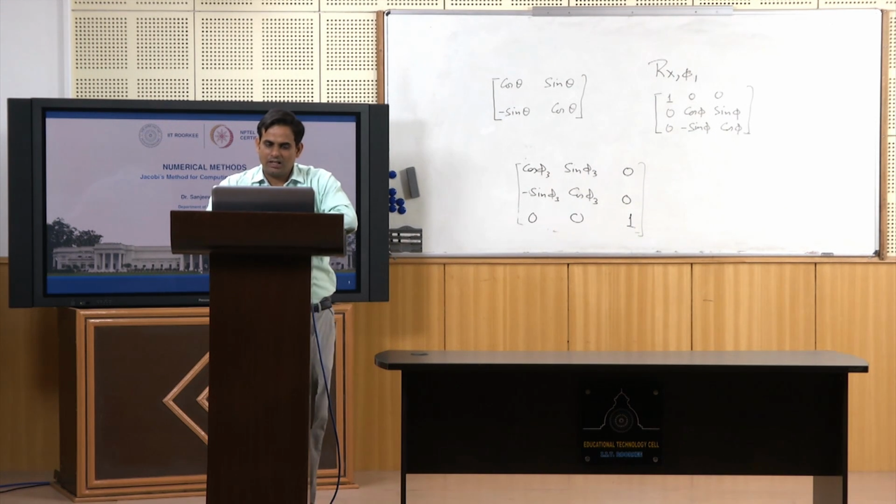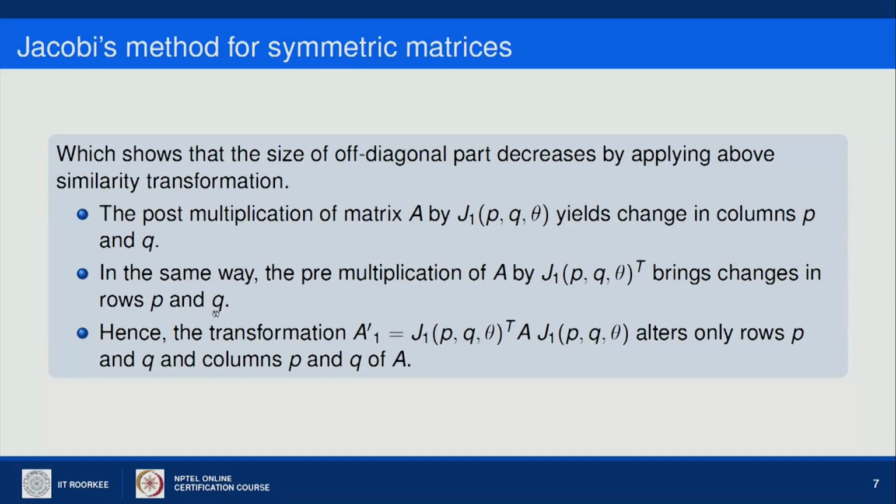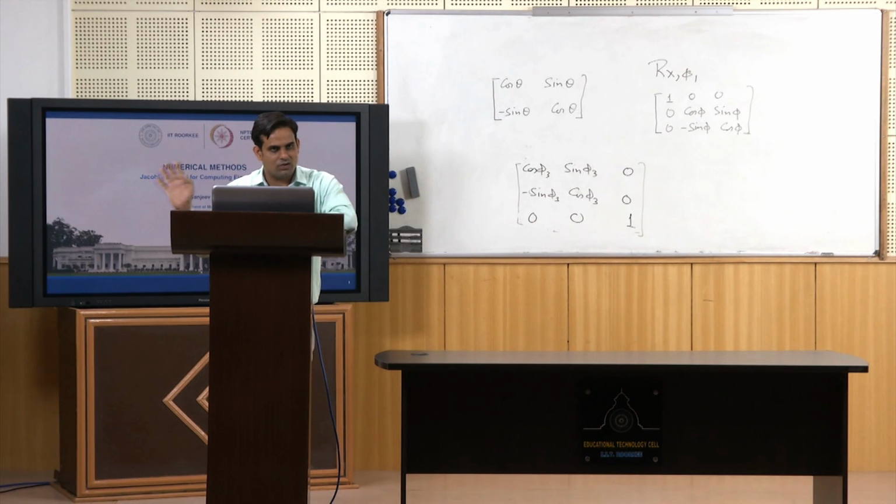The post-multiplication of A by J1 yields a change in columns P and Q. In the same way, the pre-multiplication of A by J1 transpose brings changes in rows P and Q. Hence, the transformation A dash equals J1 transpose A J1 alters only rows P and Q and columns P and Q of A, and there is no change in the rest of the rows and columns.